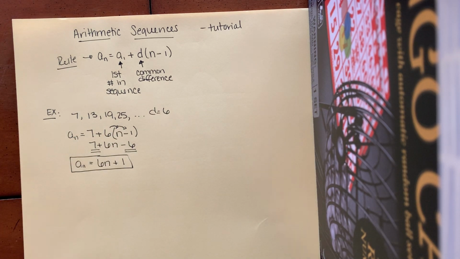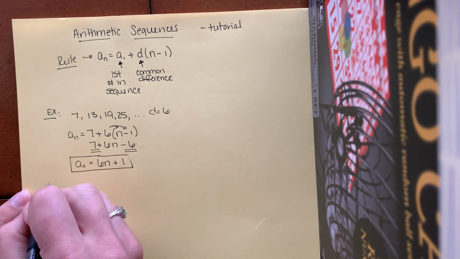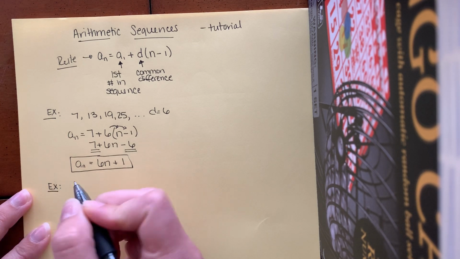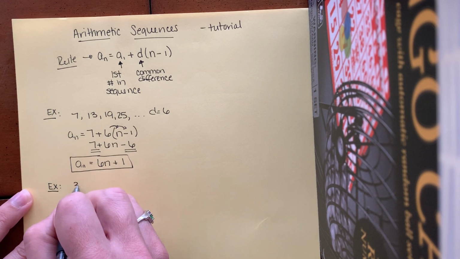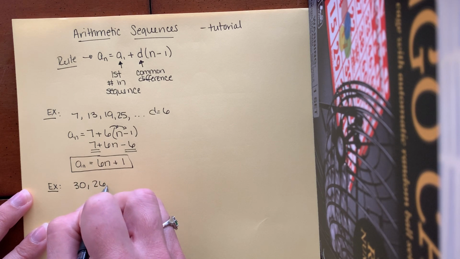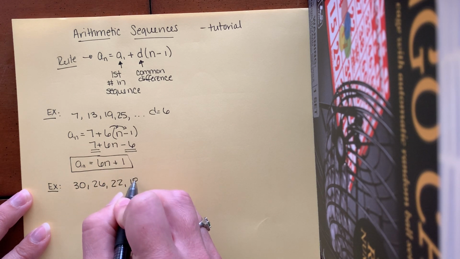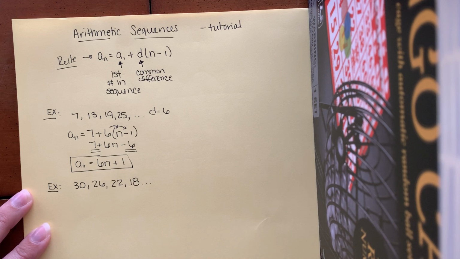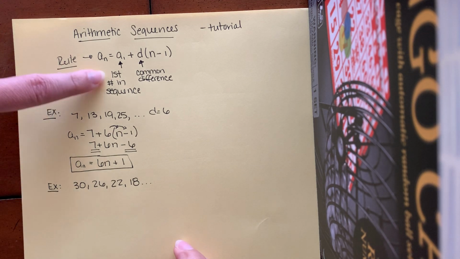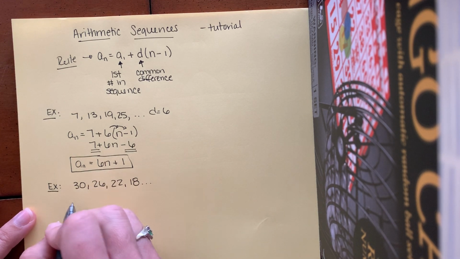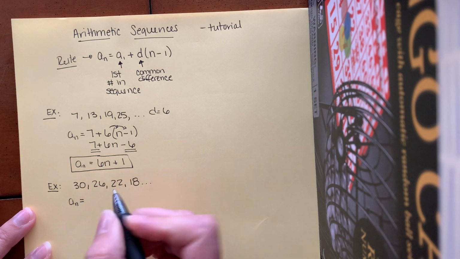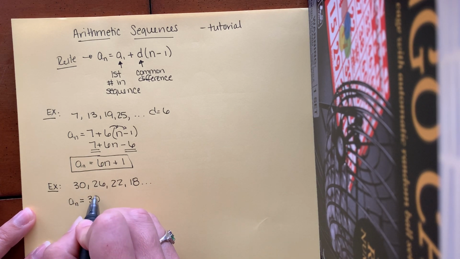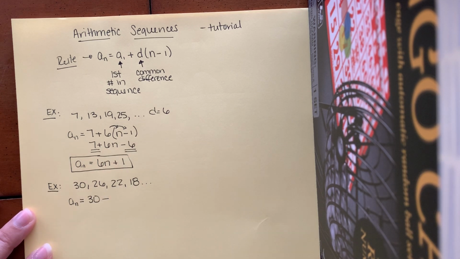And I can now use this rule to find the 10th number, the 5th number, the 6th number, which we will do later. I just want to make sure we know how to write the equation given a sequence. Let's take a look at 30, 26, 22, 18, ... keeps on going. Again, I'm going to use this rule and I'm going to plug my numbers in. The a sub n stays. My first number in the sequence is a 30. This time it's decreasing. You notice your numbers are getting smaller, so I'm going to put a minus here.